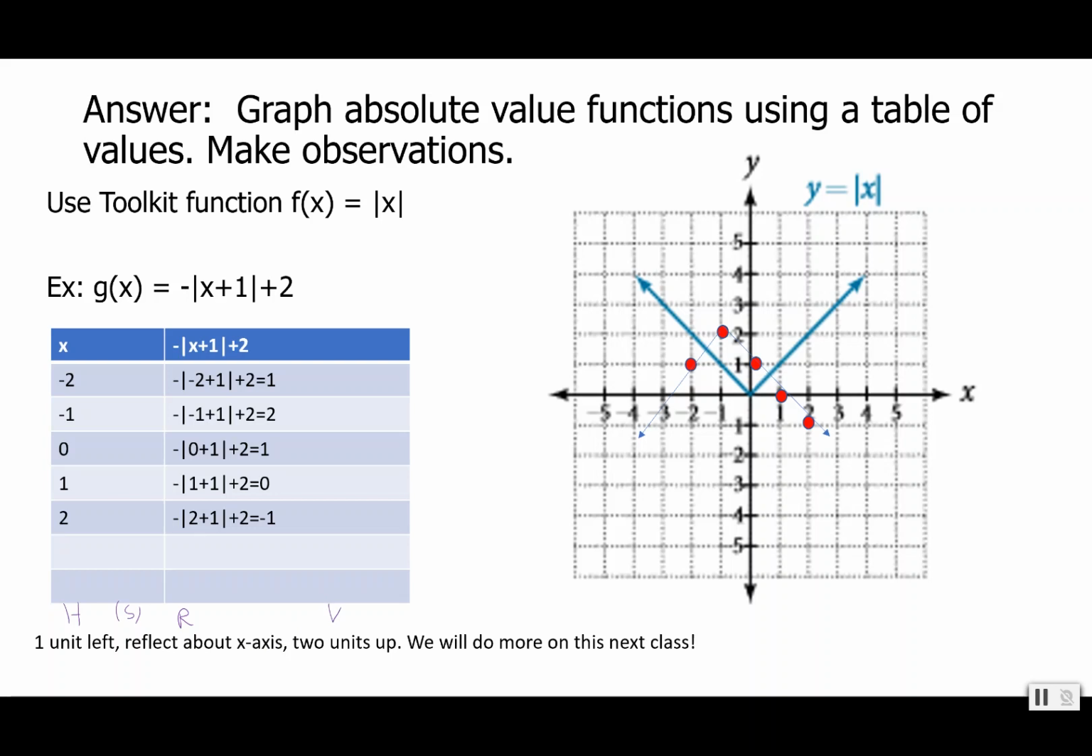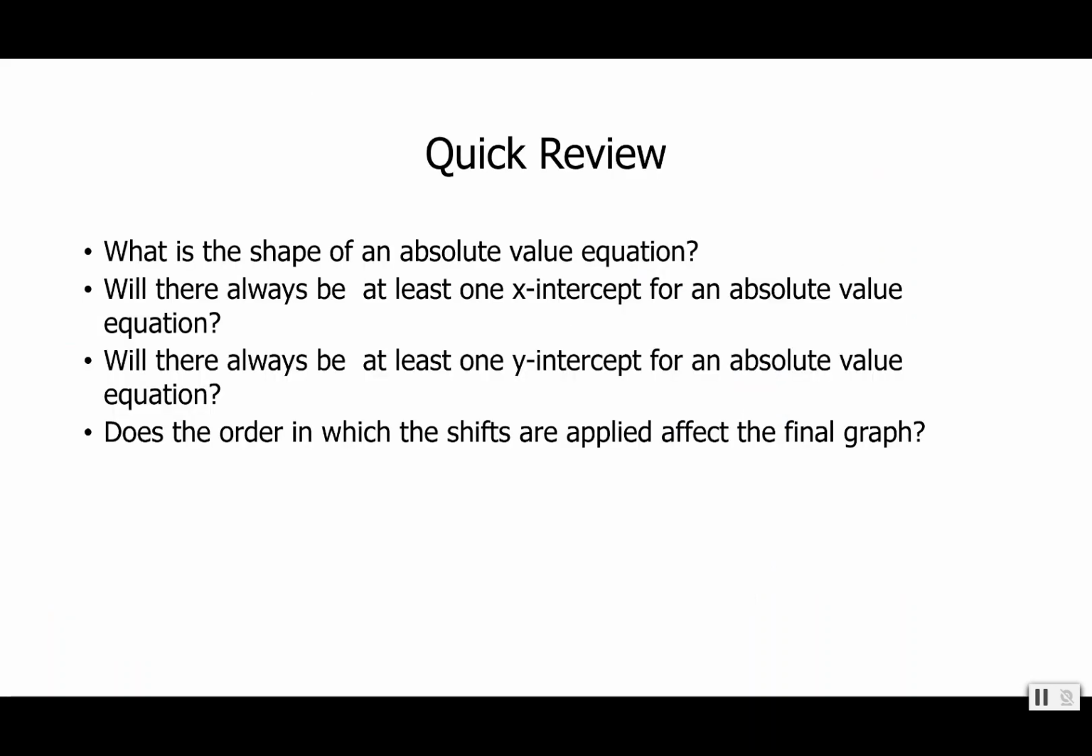Okay. All right, so what is the shape of an absolute value equation? The key is right there. It is a V shape, and the basic parent function goes through 0, 0, and has a slope of 1 and -1. Will there always be at least one x-intercept for an absolute value equation? Well, remember, it can move around, right? So we could have something down here that had 2 of them. We could have something up here that had no x-intercept.